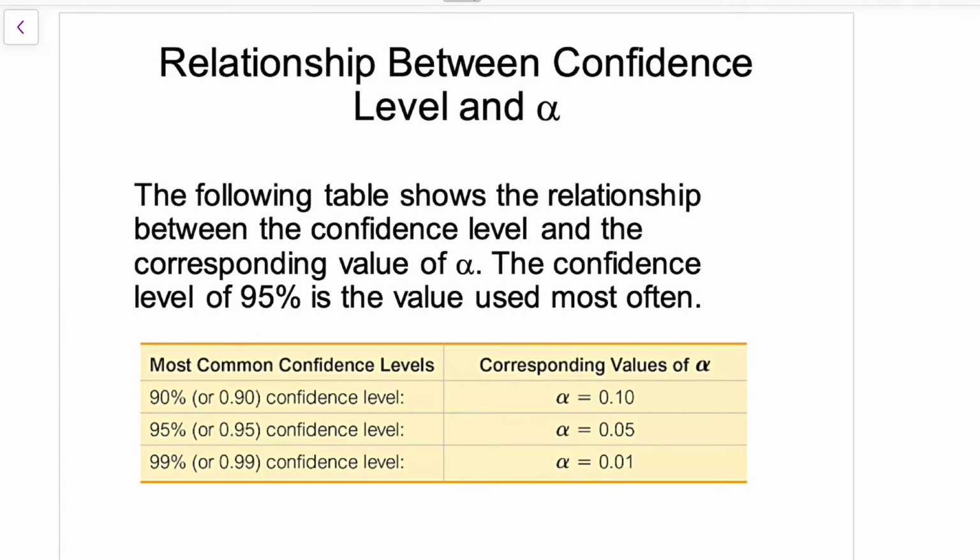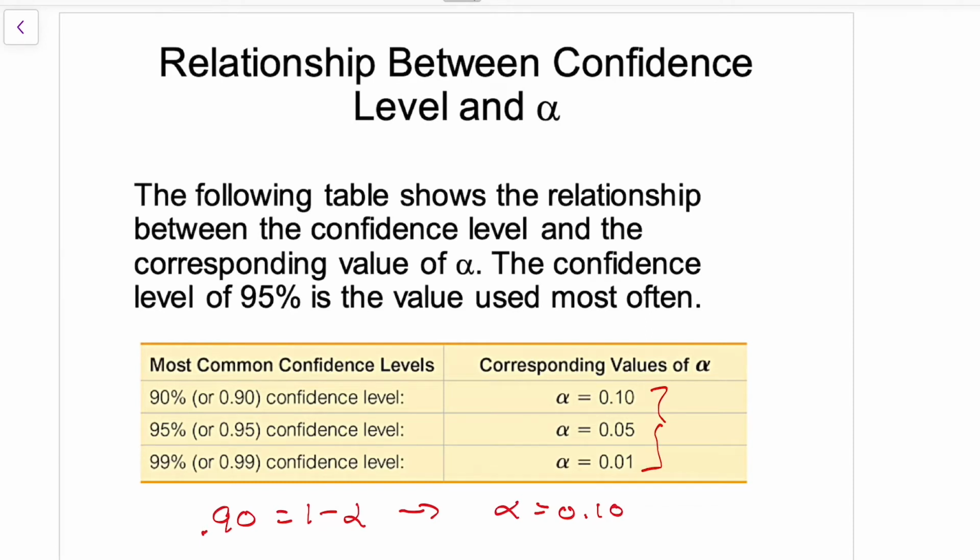This table shows the relationship between that confidence level and the alpha we were discussing. The three most common confidence levels are 90% confidence, or a 0.9 value, 95% confidence, or a 0.95 value, or being 99% confident, being a 0.99 value. And again, if I'm 90% confident, that means my 1 minus alpha value is 0.9, which makes my uncertainty level, or my alpha, 0.10. And that's what all of these values are.